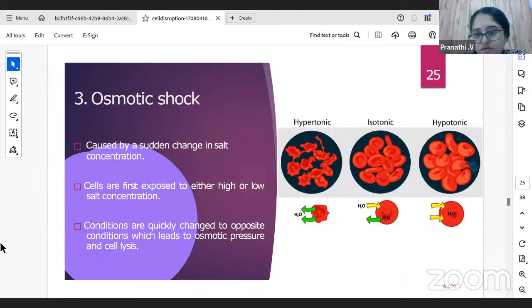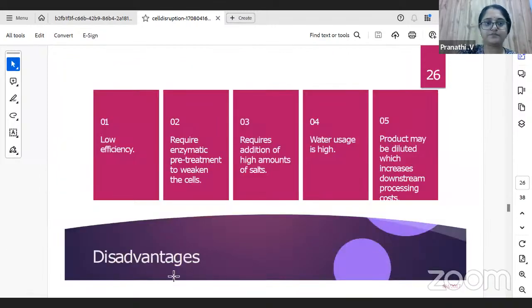You have osmotic shock, wherein you're going to add either hypotonic or isotonic or hypertonic solution. So if you take cells and put them in salt concentration, what is going to happen? Cell lysis is going to occur. So this is what we are talking about in osmotic shock. Cells are exposed to either very high or very low salt concentration, because of which water is going to come out, and the cell is either going to burst or be lysed. So based on this, you're going to get the desired cell product.